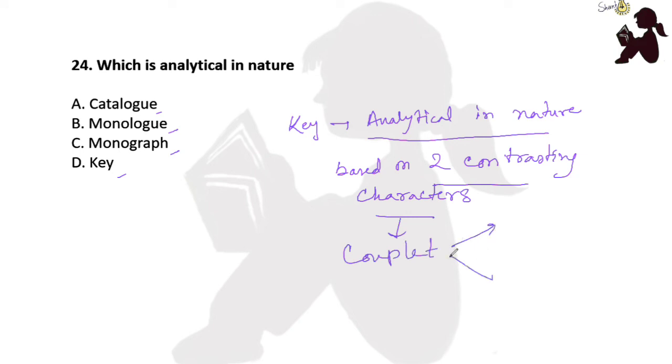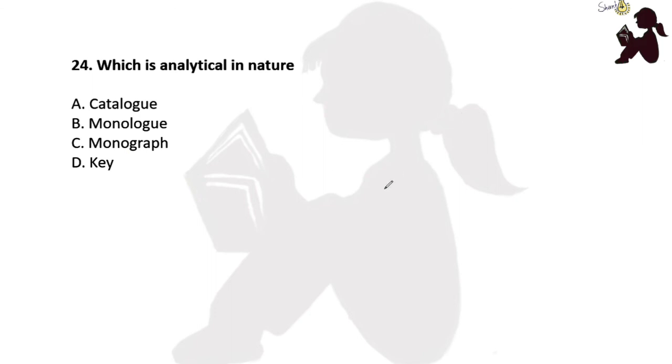One of them represents two choices. One of them is contradicting the other. So the key is analytical in nature, and the correct answer for this question is option D. This, the key. Okay.